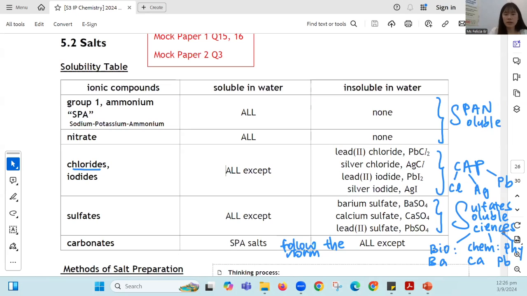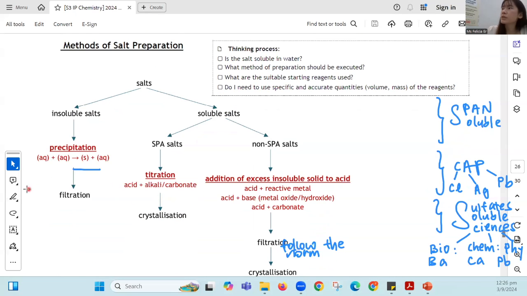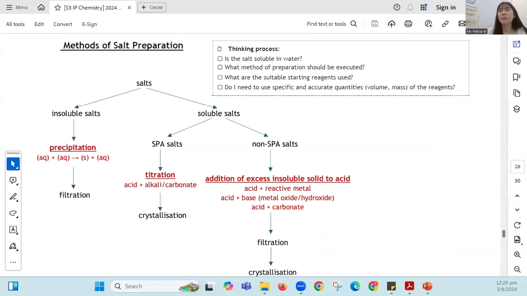Okay, so I shall move on. Done, right? Okay, then moving on to the next part, which is salt preparation. Maybe I give you any chemical formula like calcium carbonate or magnesium sulfate. Any salt that I give you, how do you know which method to choose?